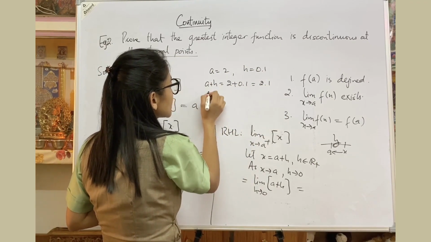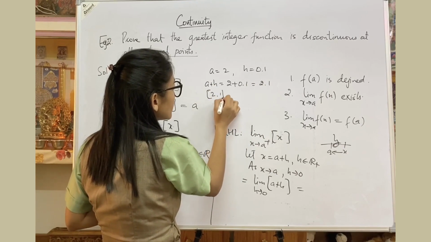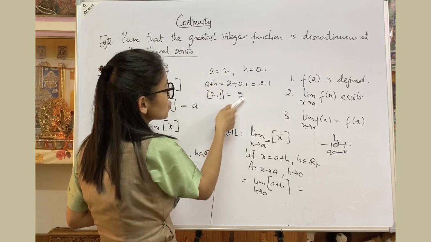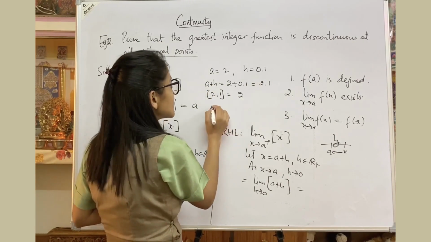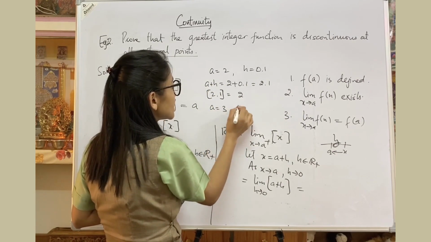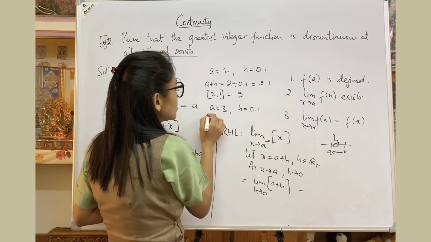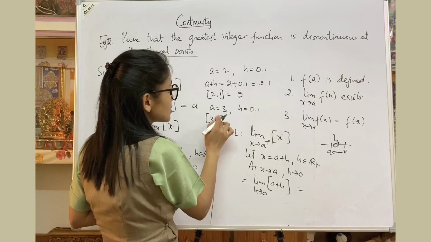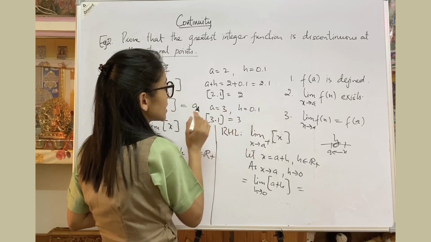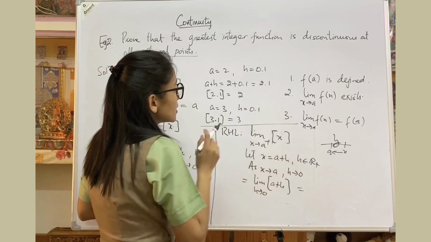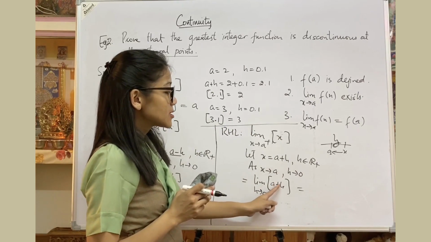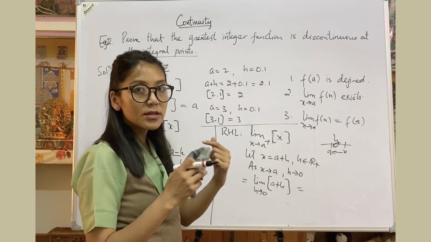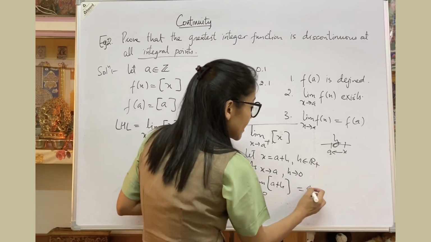Now when you take the greatest integer function of 2.1, its image is 2. So when a equals 2, its image is 2. Similarly, when you take a equals 3, h equals 0.1, it will be 3.1, that is a plus h, so 3 point something. So you get image 3. Likewise, when you take a plus h, that will be a point something, so its image will be a, the nearest lower integer. So that is a.